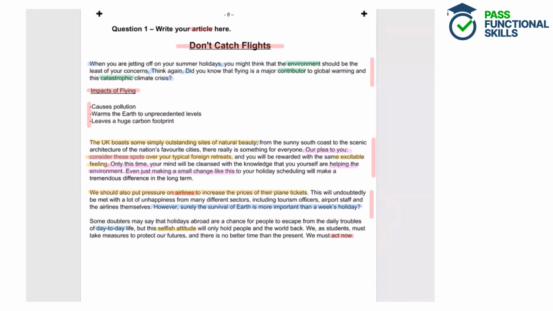To add even more cohesion to the answer, we've got connective words and punctuation that are used to make sentences more complex and put ideas together effectively. So in the first paragraph, we've got the use of "and" here to add another idea, so contributing to global warming and the climate crisis.